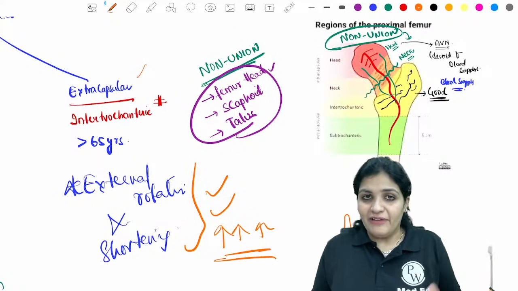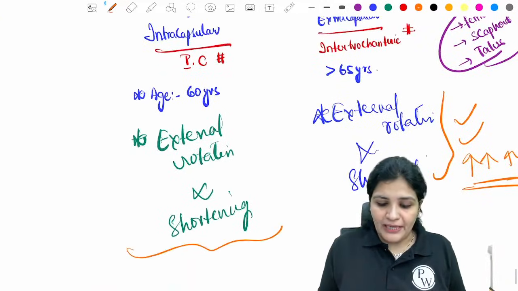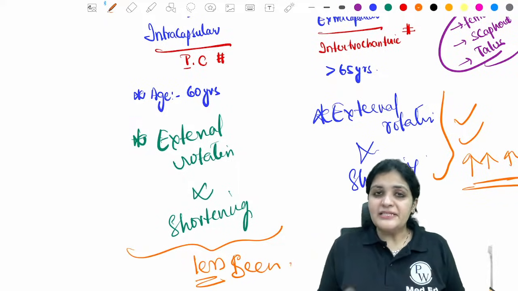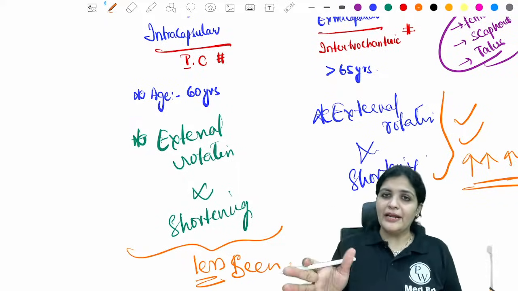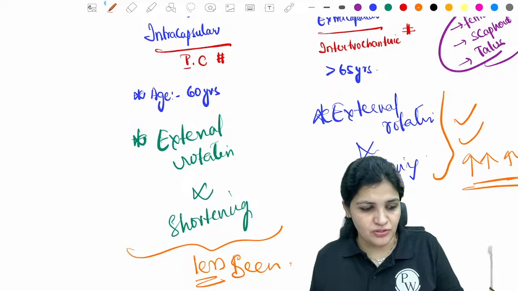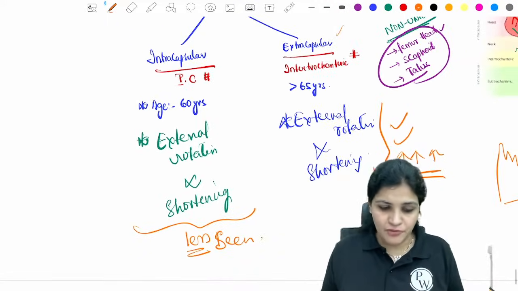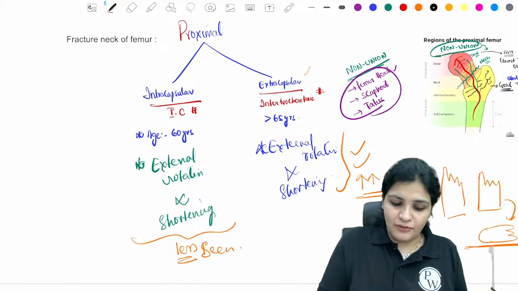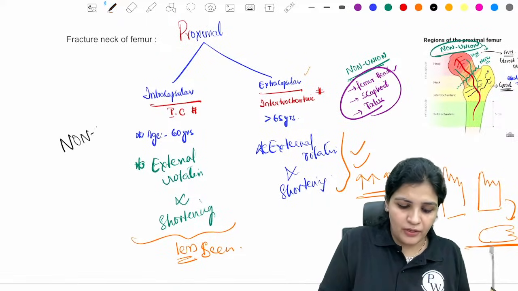is more. Whereas in IC, because of the capsule, this is less seen. Means it is slightly externally rotated, but not as much as seen in your IT fracture. So this is one of the most important things which you have to remember in case of your IC and IT. And the most important thing I told you, the IC fractures, they go into non-union.